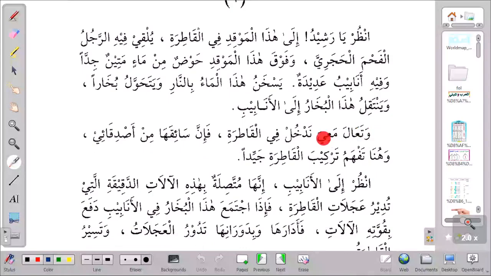وَتَعَالَ مَعِي نَدْخُلُ فِي الْقَاطِرَةِ, and come with me. Ta'ala means come. Ma'i, with me. Nadkhulu fil-qatira, we will enter into the locomotive. فَإِنَّ سَائِقَهَا مِنْ أَصْدِقَائِي, for indeed its driver. Saa'iq means the driver. So fa-inna saa'iqaha is its driver, min asdiqa'i is of my friends. So the driver is my friend.